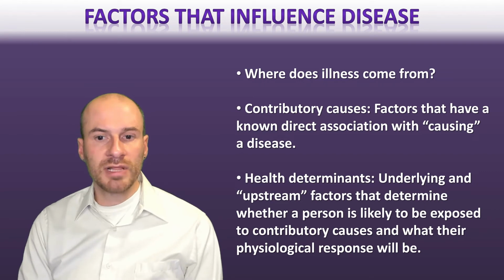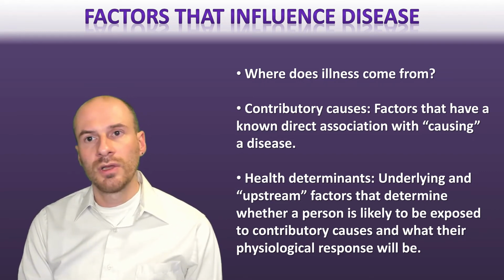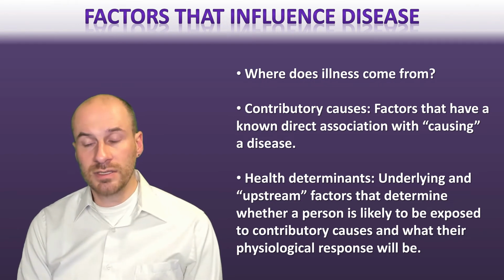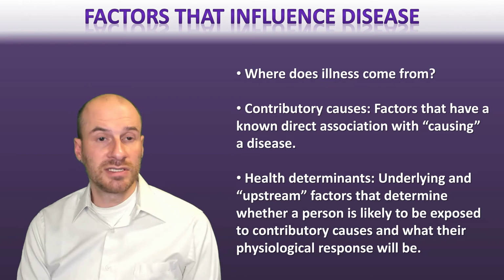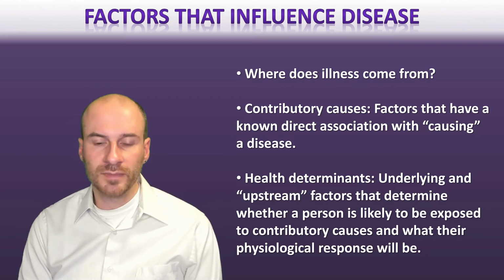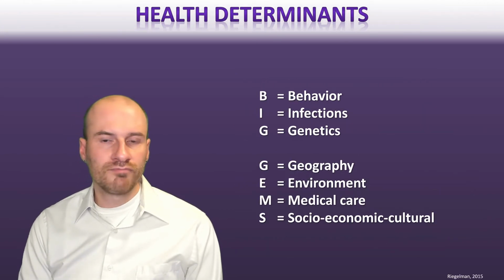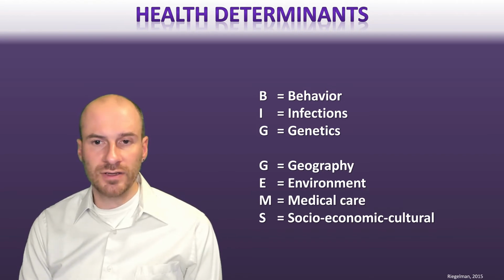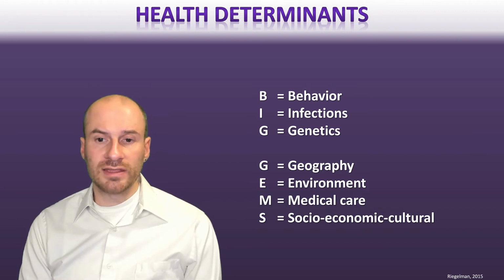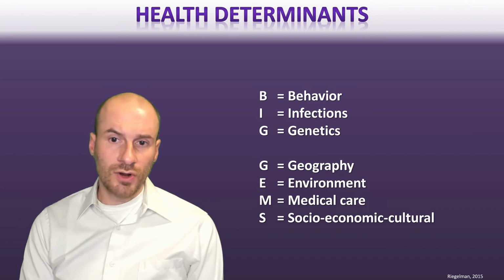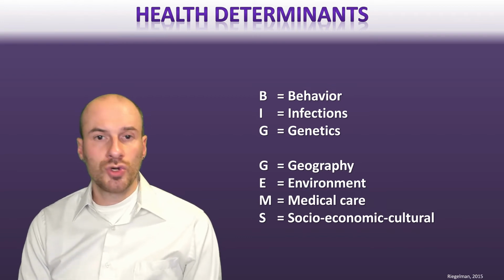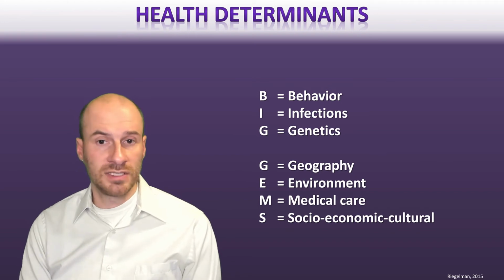So determinants are really important because they help us look at social, physical, and environmental factors that are upstream, where we can sometimes make a huge impact on whether someone actually dies of one disease or another. So what are these determinants? Well, there's an abbreviation for them called Big GEMS, which stands for behavior, infections, genetics, geography, environment, medical care, and socioeconomic and cultural factors. Intuitively, if you look at this list, it will make sense to you, right? These are things that, early on, if you're exposed to different types of behaviors, could help determine whether or not you actually die of one disease or another.